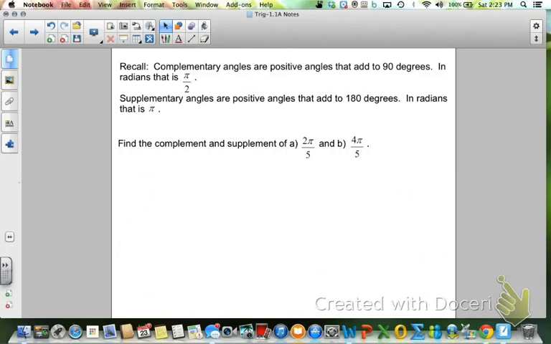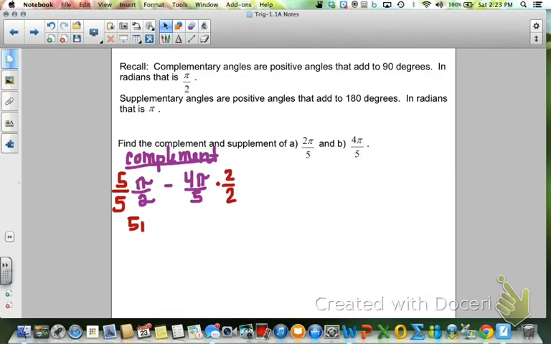Let's do it again. We're going to have a little issue with 4 pi over 5 though, and I want you to see what happens. Recall that 90 degrees is the same as pi over 2. So when I get that complement, I want to take pi over 2 and subtract the angle I know from pi over 2. We're going to need a common denominator here, and it's going to be 10 again. So multiply that 4 pi over 5 by 2 over 2, the pi over 2 by 5 over 5. I get 5 pi over 10 minus 8 pi over 10, and that is going to give me negative 3 pi over 10.